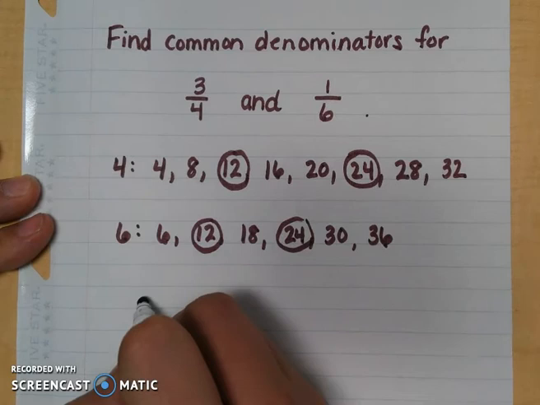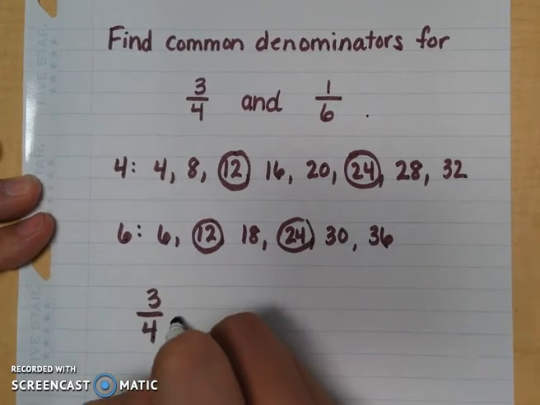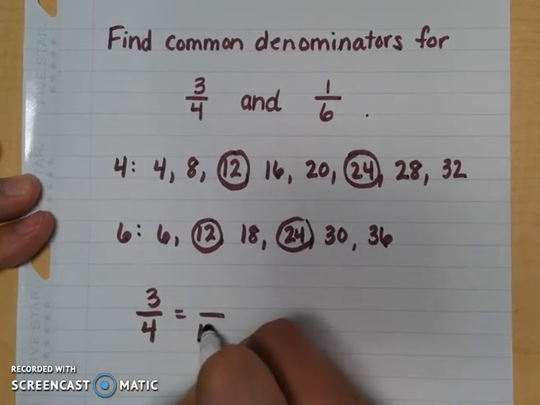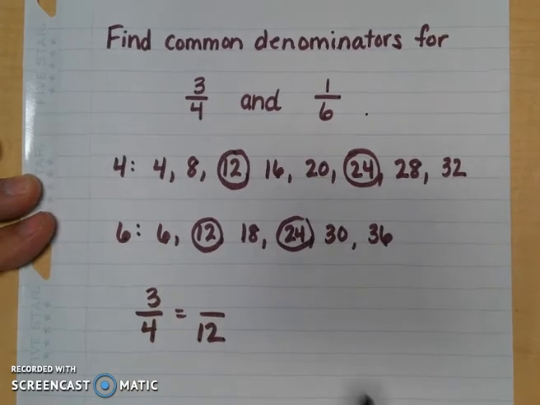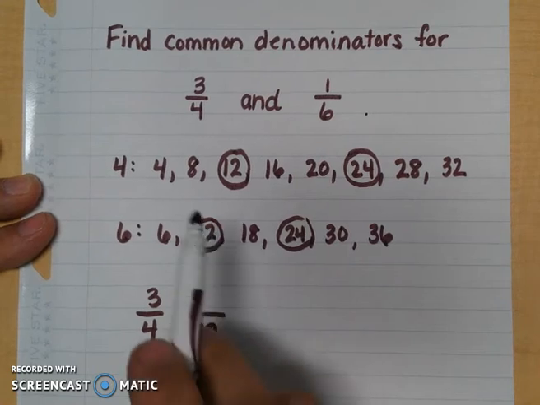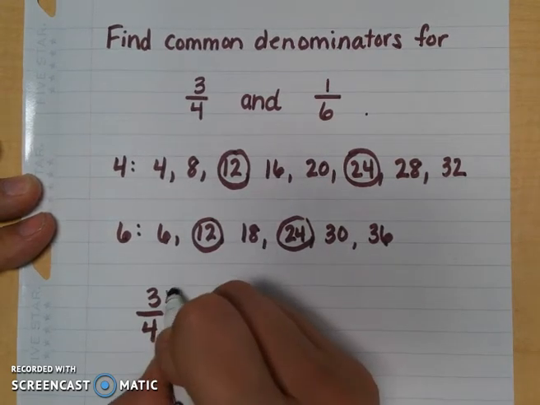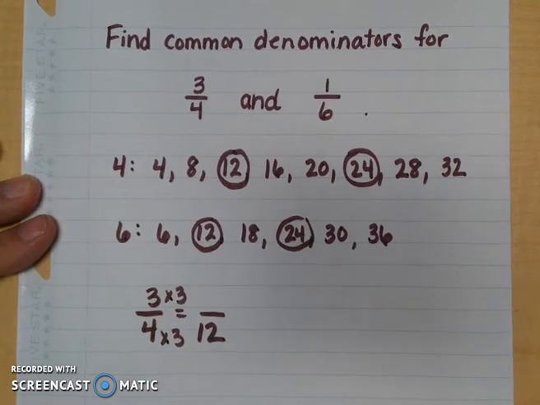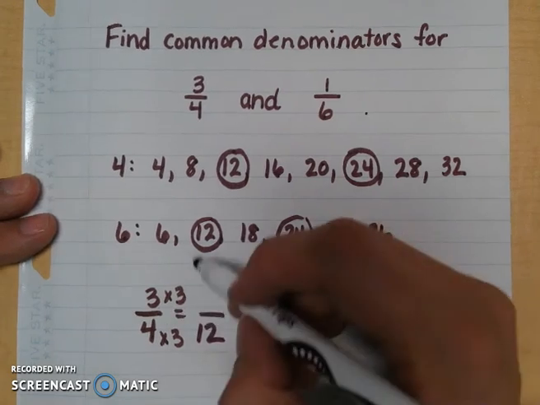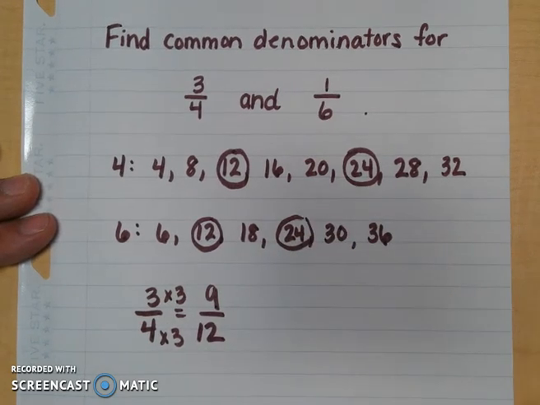So we have 3/4 and we need to make an equivalent fraction of 12ths. So 3/4 is equal to something 12ths. 4 times what gives me 12? 4 times 3 gives me 12. I'll multiply my numerator by the same number. You have to do that to get equivalent fractions. 3 times 3 is 9, so our new numerator is 9. So 3/4 is equal to 9/12.